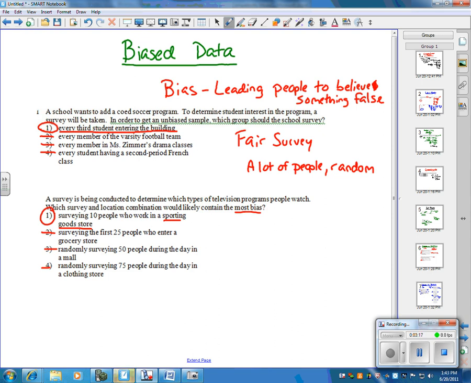Now, this whole idea of bias can be tricky, but remember, you want fair surveys that have a lot of people and are random. And with a bias, you're trying to make people believe something that isn't necessarily true.